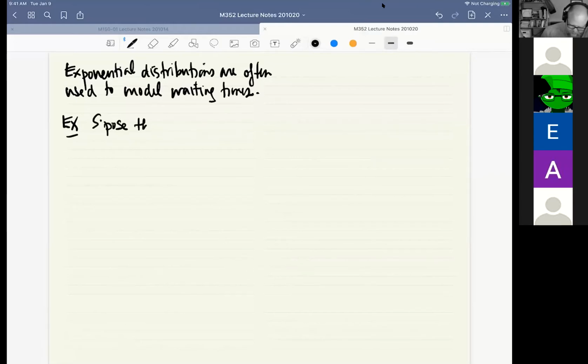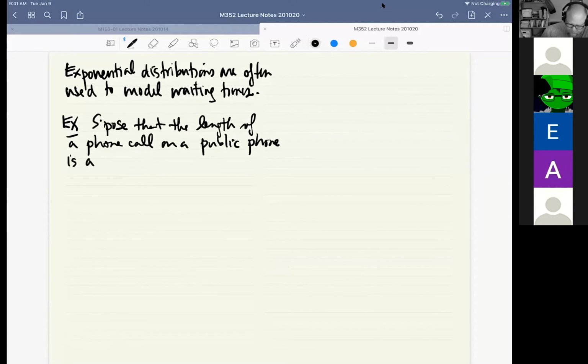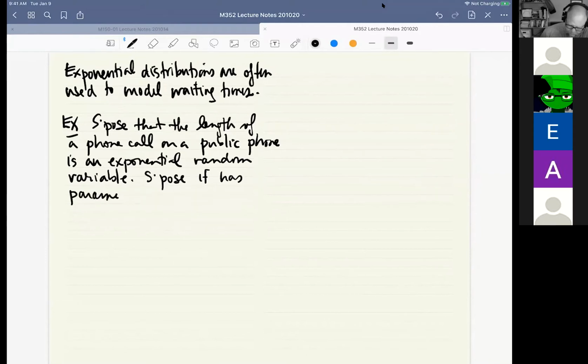So suppose that the length of time someone uses a public phone is an exponential random variable. Okay, and we'll measure the length of a phone call in minutes. Okay, and let's suppose it has parameter lambda equals 1 over 10.